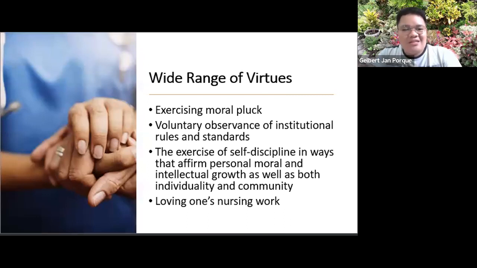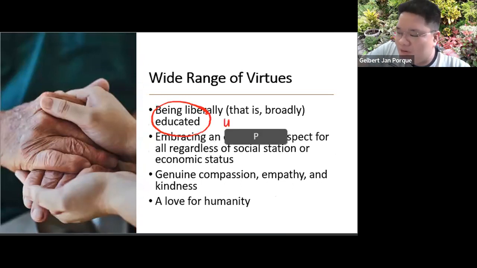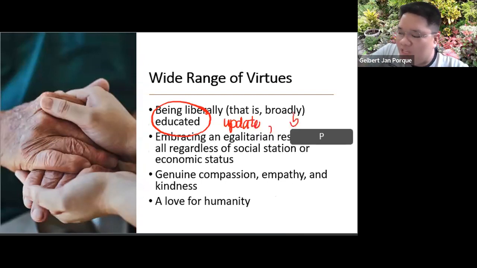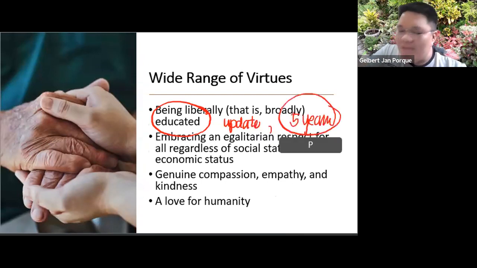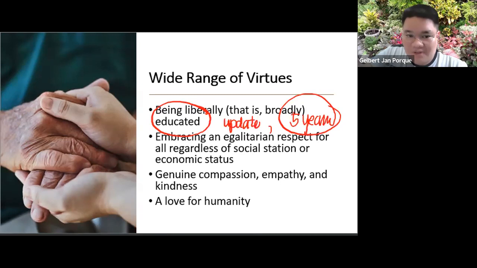Then class, the exercise of self-discipline should be in ways that affirm personal, moral, and intellectual growth. Okay? Then, of course, love one's nursing work. Then class, being liberally educated. Now, take note, I've been emphasizing this also earlier, that you have the responsibility to update yourself. Why? If you would look at research, we say that knowledge is actually renewed every 5 years. What do we mean by that? What is applicable right now may not already be applicable after 5 years.